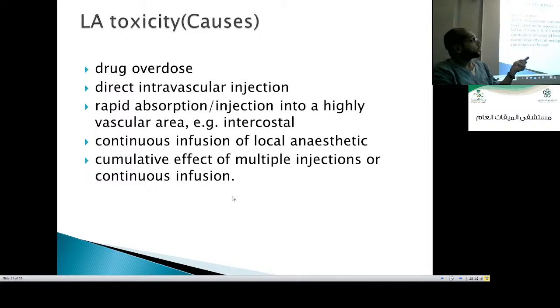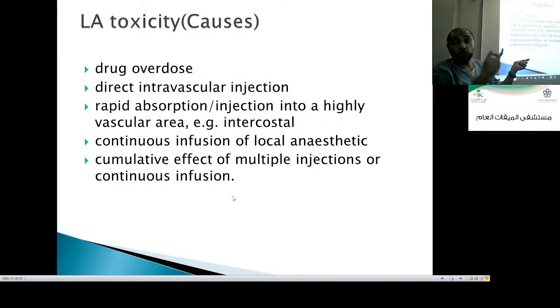experience toxicity. Rapid absorption areas, like the intercostal space, can surprise you: if you give a small dose, it will increase the serum level rapidly and reach the toxic dose before your expectations. Then there is continuous infusion and the cumulative effect.